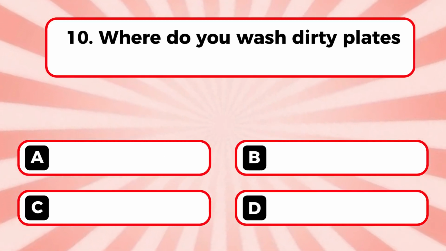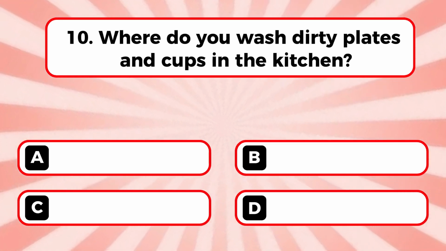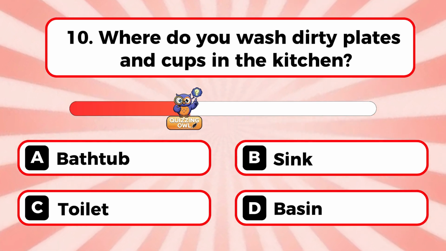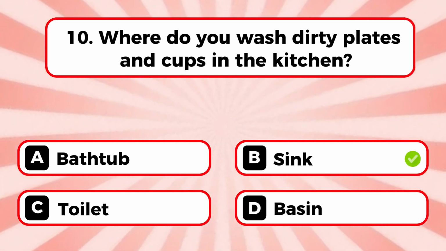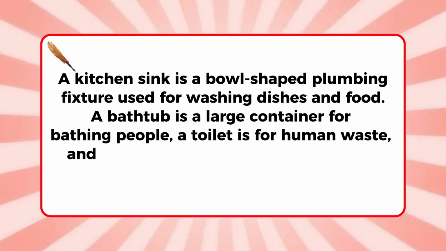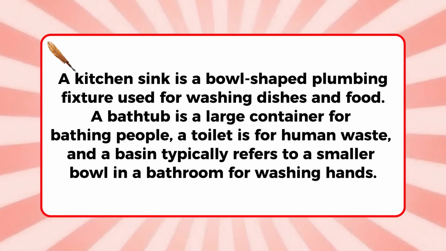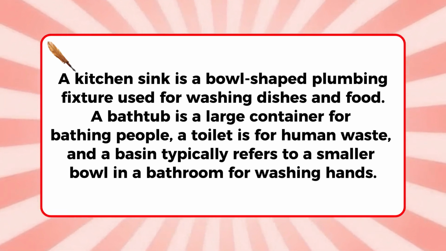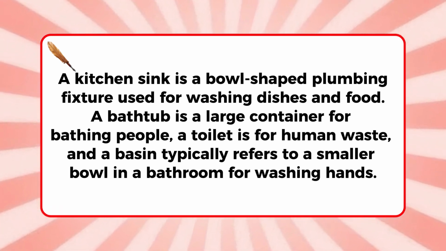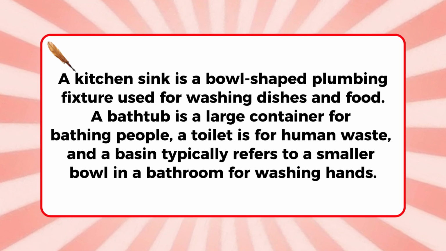10. Where do you wash dirty plates and cups in the kitchen? A kitchen sink is a bowl-shaped plumbing fixture used for washing dishes and food. A bathtub is a large container for bathing people. A toilet is for human waste. And a basin typically refers to a smaller bowl in a bathroom for washing hands.